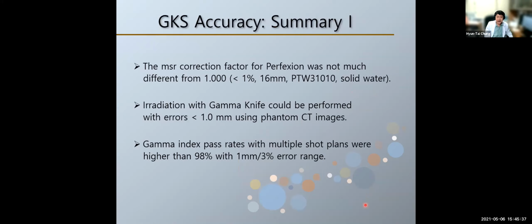Let me summarize first. The MSR correction factor for perfection was not much different from 1, at least for PTW31010 in solid water phantom. That was good for me. Irradiation with gamma knife could be performed with errors less than 1 millimeter using phantom CT images. MR images will have bigger errors. And gamma index pass rate with multiple shot plans was higher than 98% with 1 millimeter, 3% error range.